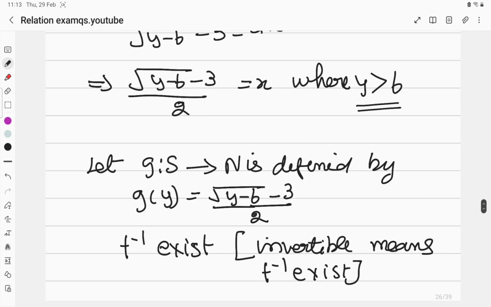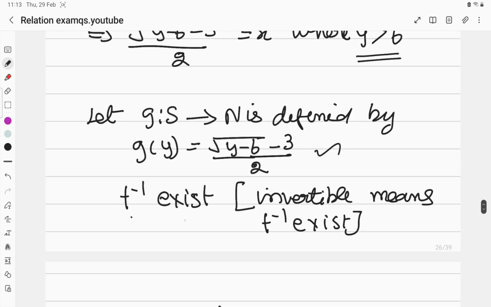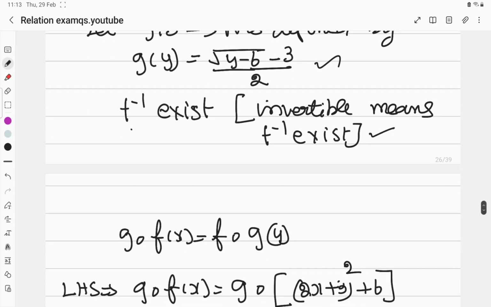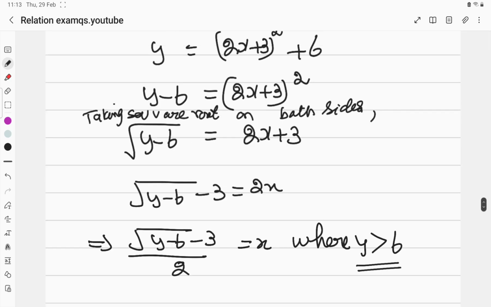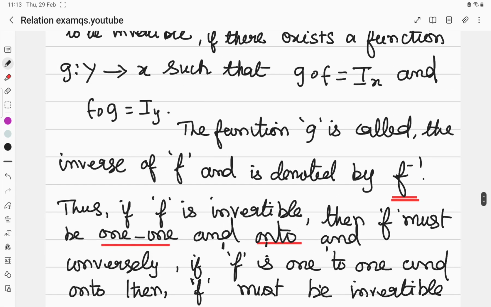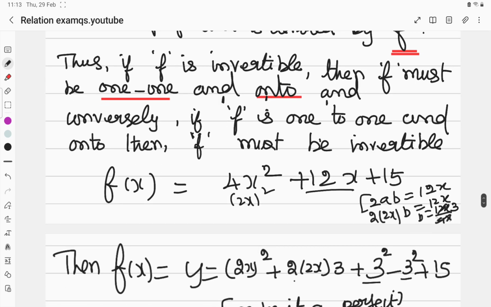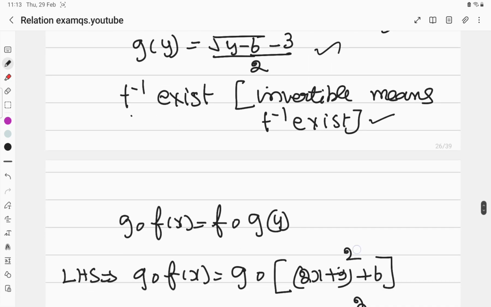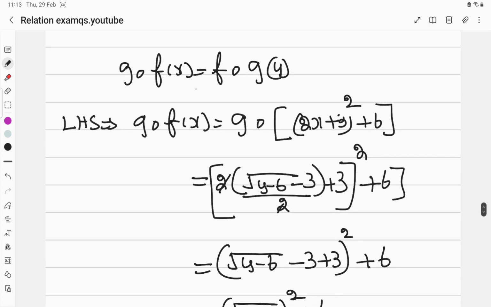Let g from S to N be defined by g of y is equal to (root of (y minus 6) minus 3) by 2. Hence, f inverse exists. So we have to prove that g circle f of x is equal to I of x and f circle g is equal to I of y. First, LHS: g circle f of x. G circle f of x is equal to (2x plus 3) the whole square plus 6.